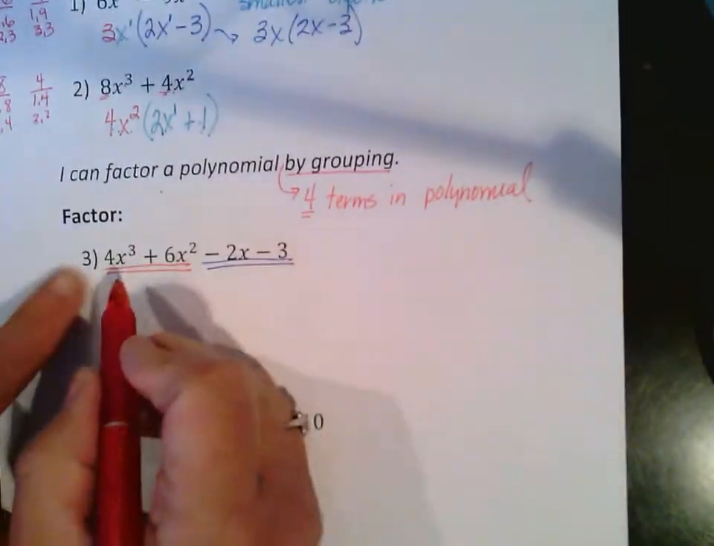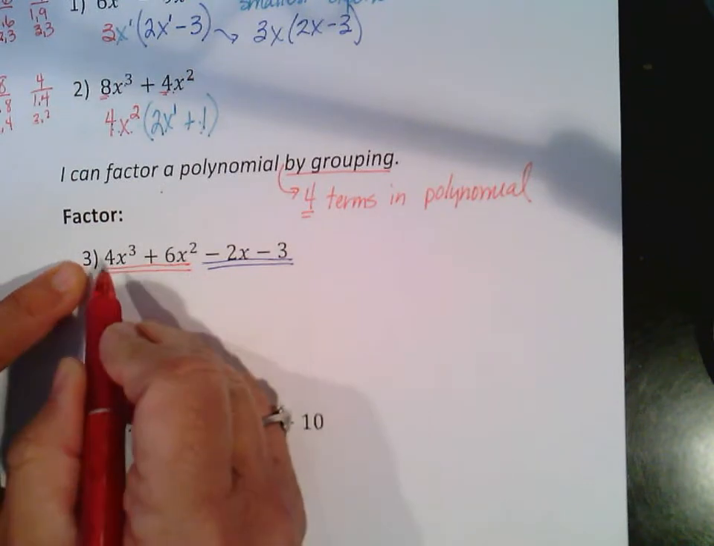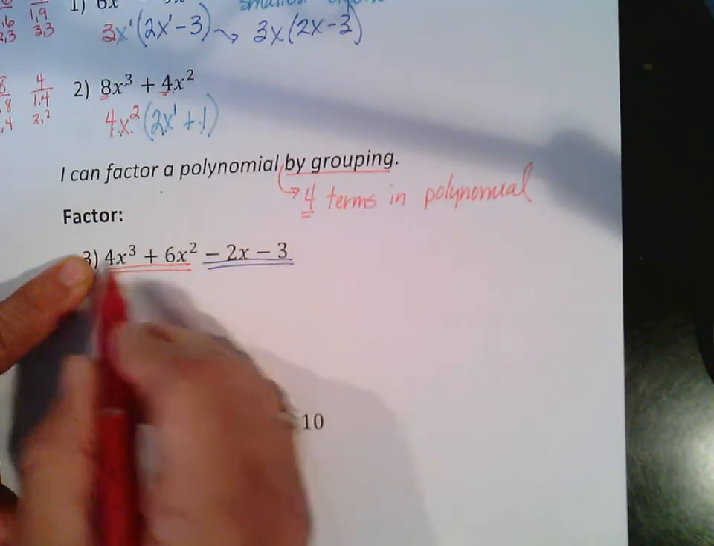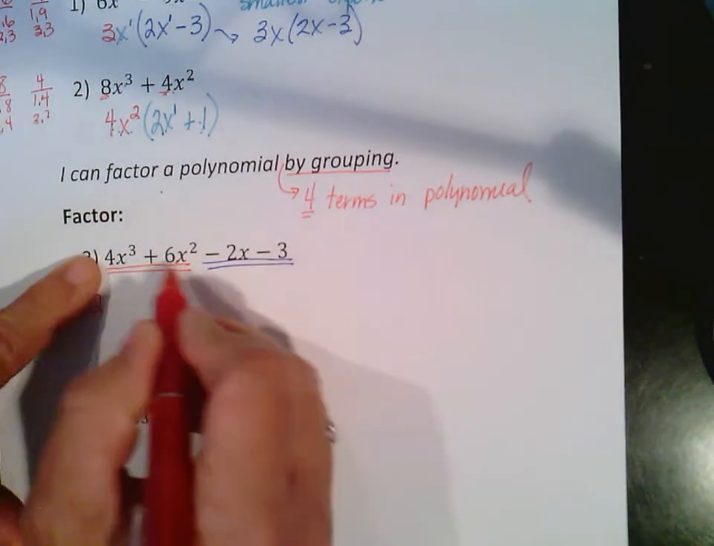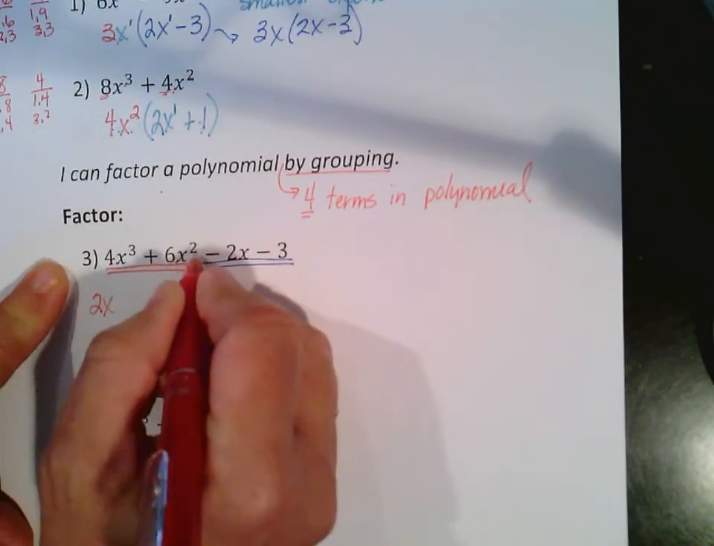So I'm going to look at 4 and 6. What number goes into both? What's the biggest number that goes into both 4 and 6 evenly? 2 goes into both of those. They both have an x, so I can take an x out, and I'm going to use the one with the smallest exponent, which would be x squared.